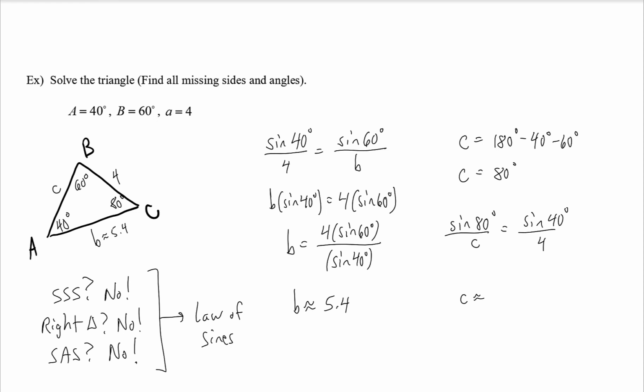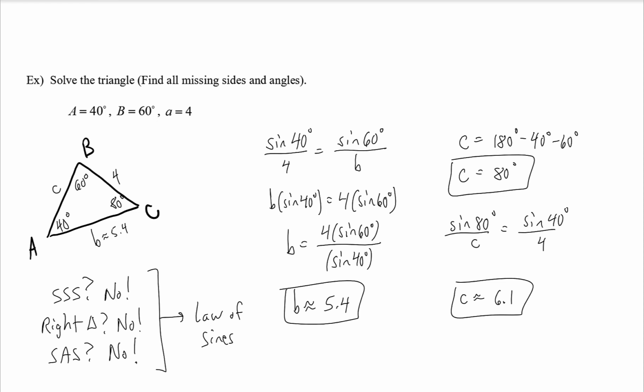So we can just use the calculator again. We're going to do 4 times sine of 80 and then divide by sine of 40. And again, I'm just going to round to the tenth spot because I didn't say where to round. So here's the angle we needed, and here are the two sides that we didn't know. So now we know everything about the measurements of that triangle, all angles and all sides.